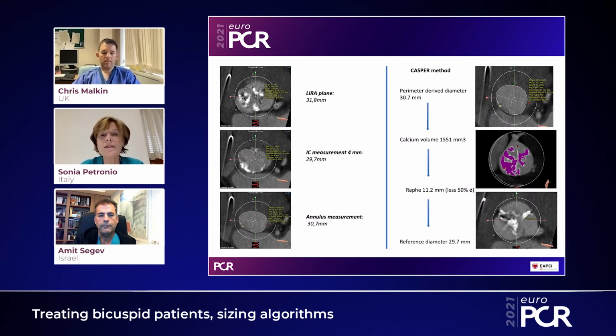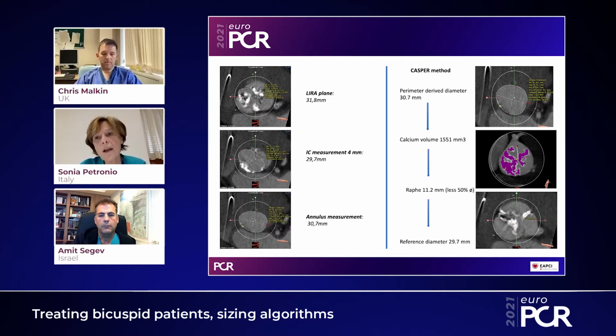Here is a summary of all the measurements that we are able to do in that CT. We can see the annulus measurement of the patient was over 30 millimeters, and we know that there are not many valves. It is very difficult to find a valve to fit an annulus as wide as that. Then you can see the intercommissural at 4 millimeters height from the annulus plane, which is 29.7. And then we have another system to measure it, which is the Lyra plane, which measures at the height exactly where you're able to see the raphe.